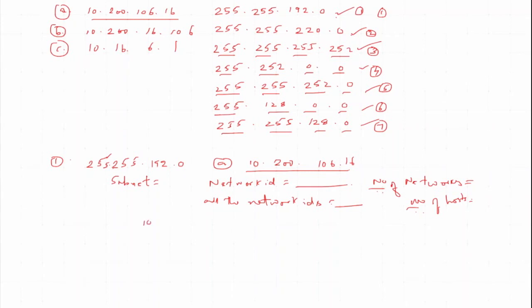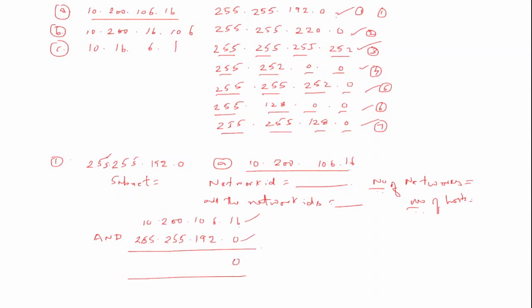So first, 10.200.106.16, perform an AND operation with the subnet mask 255.255.192.0. So 16 and 0: anything ANDed with 0 is 0. Next, 106 with 192. What is 192? 192 is nothing but only the first 2 bits set, and 106 is made of the other bits.